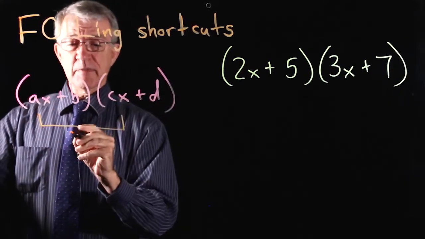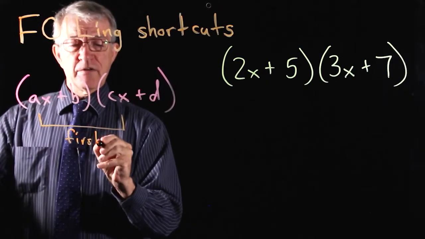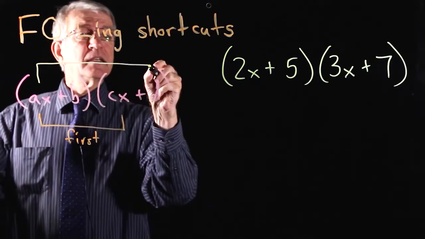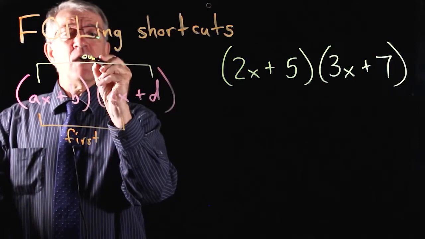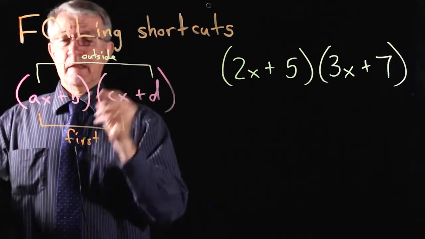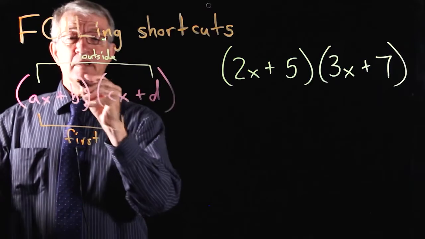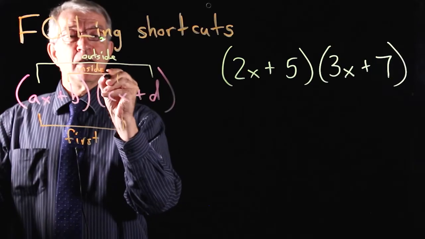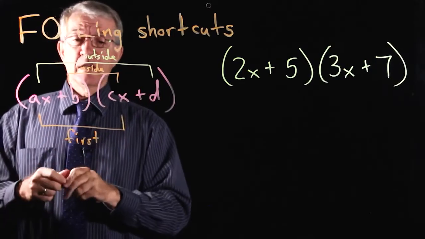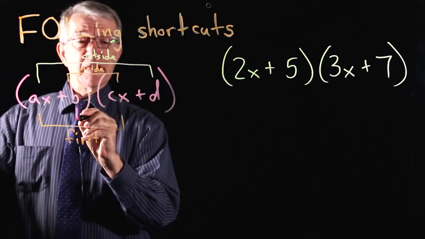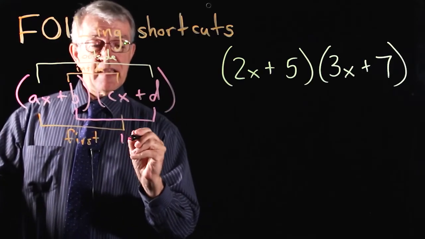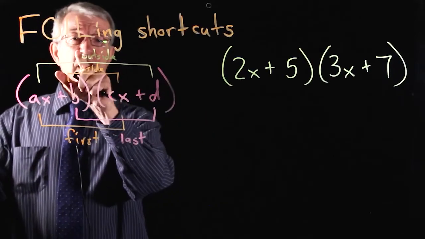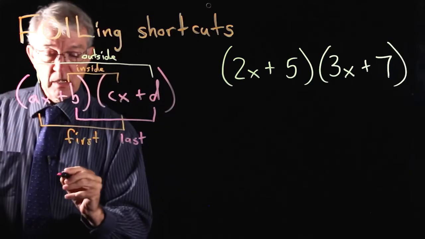So my AX times my CX is my first, my AX times my D is the outside, and the BX, rather, the B times the CX is my inside. And then finally, the last combination for the distributive property is this B times this D, and that's the last. And so if we take these letters, first, outside, inside, last, the initials, we get FOIL.